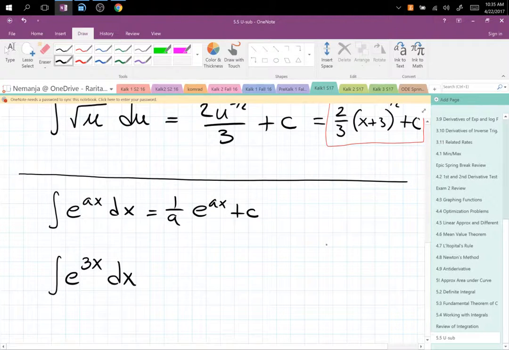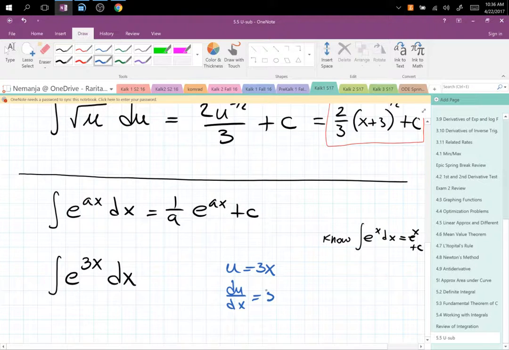So let me say that I know how to integrate e to the x dx, which is just e to the x plus c, right? So if I could just make this exponent to be one thing, and I can, u equals 3x. And I know I need to differentiate, so du over dx is going to be 3, from where du is 3 dx.